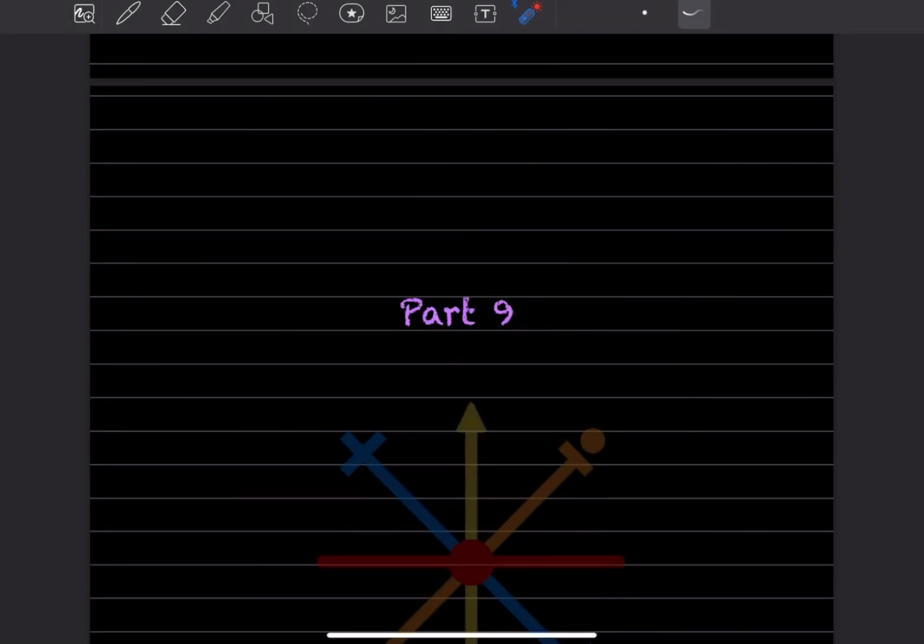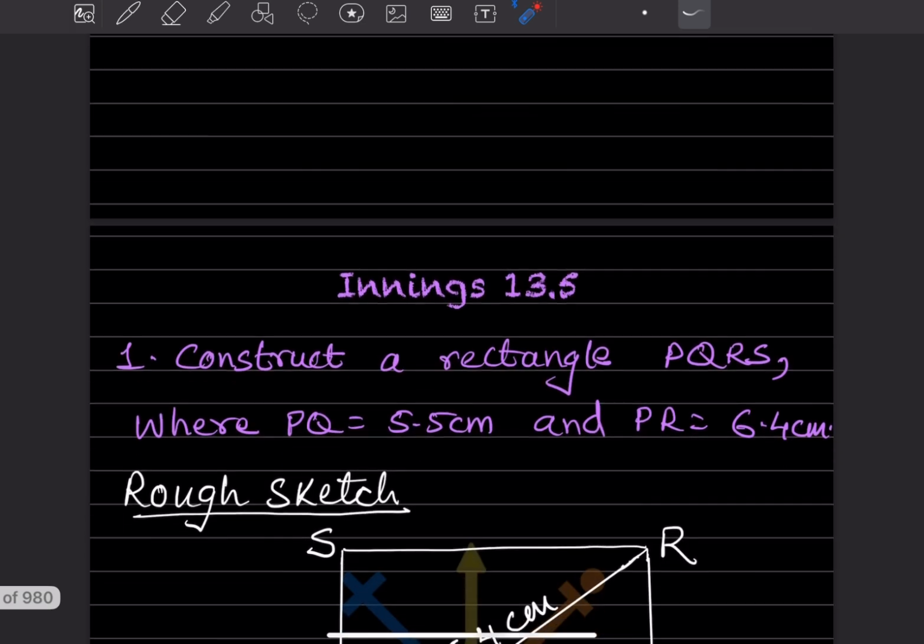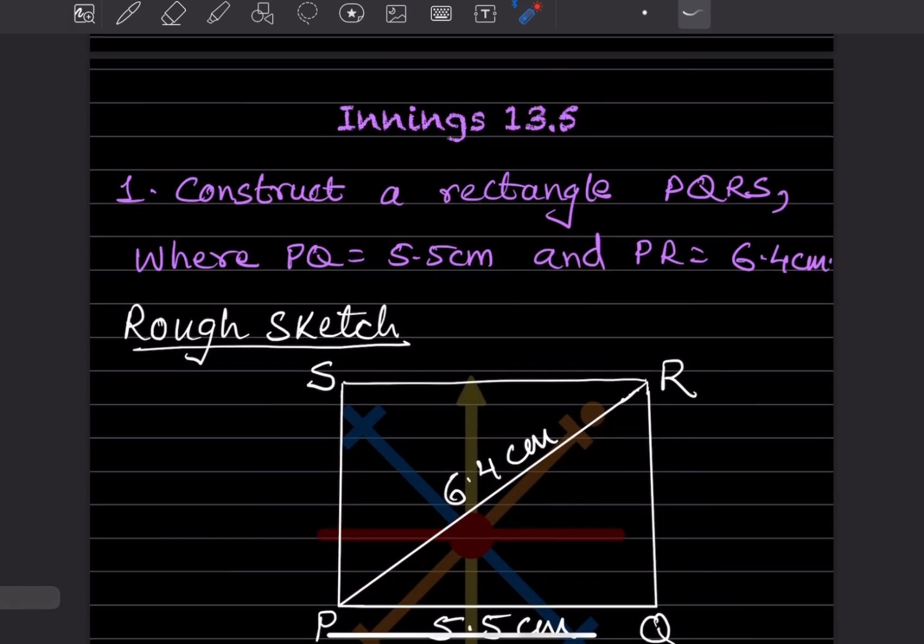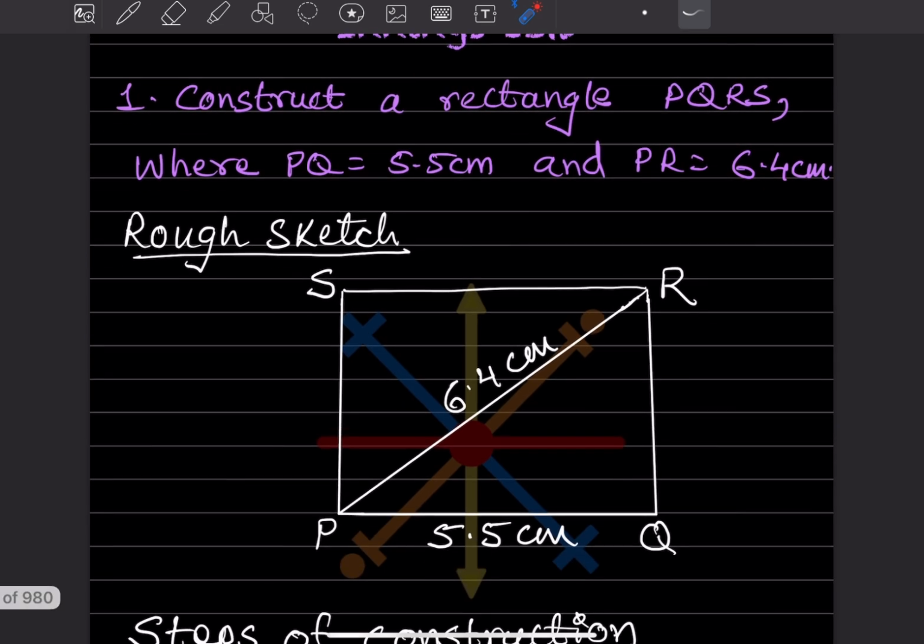So today we'll do part 9. In that we'll see example 13.5. Construct a rectangle PQRS where PQ is 5.5 centimeter and PR is 6.4 centimeter. So this is the rough sketch. Here PQ, this is 5.5.